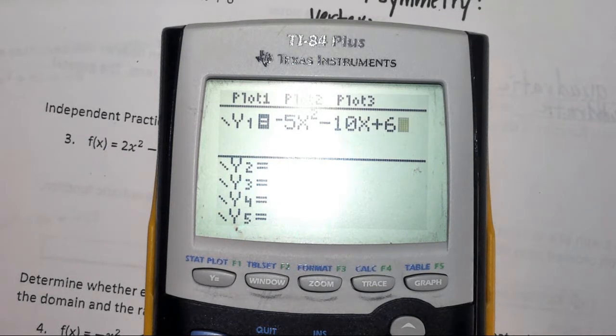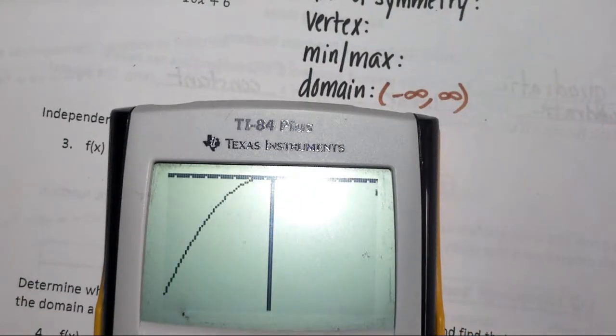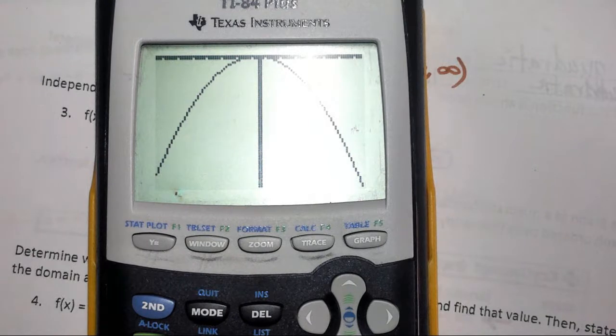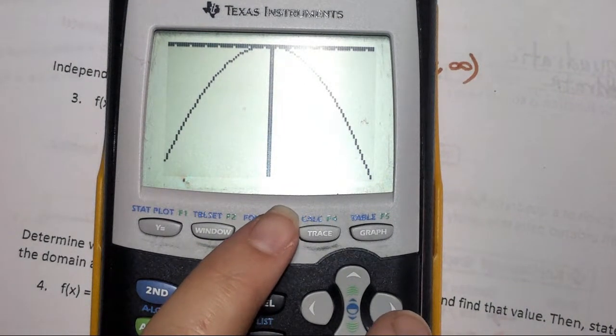So we've typed in our equation. Now, if you don't type in the equation right, everything's going to go wrong from here. You press graph, and then your graph may or may not be ugly like mine. It all depends on your zoom. So press the button that says zoom.